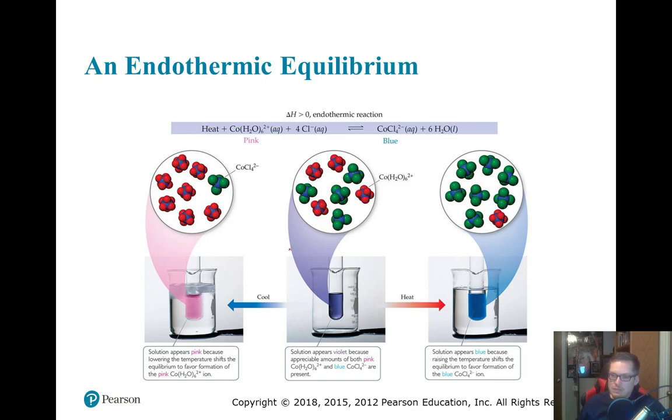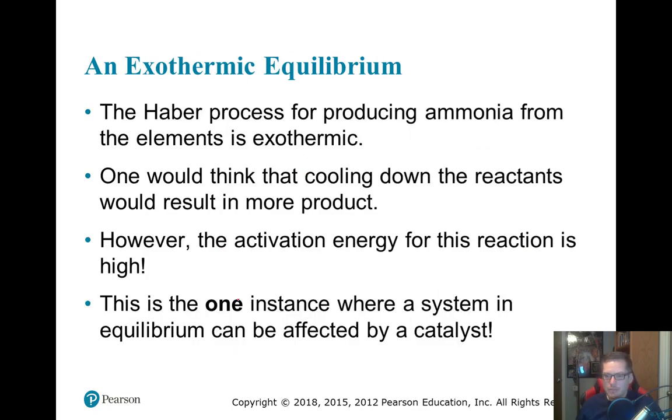And then vice versa, if you put it in an ice bath or something to cool down the temperature, the forward reaction would actually slow down because you're removing a reactant. So the exothermic side of the reaction will speed up, and you'd shift to the left, and therefore you get that pink color. Exothermic equilibrium.